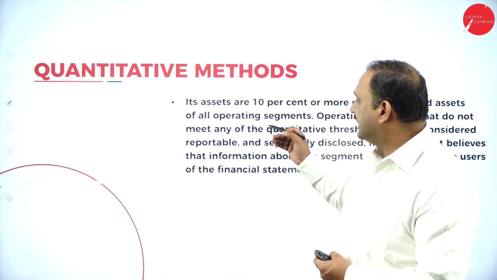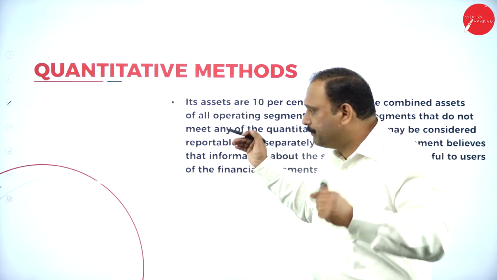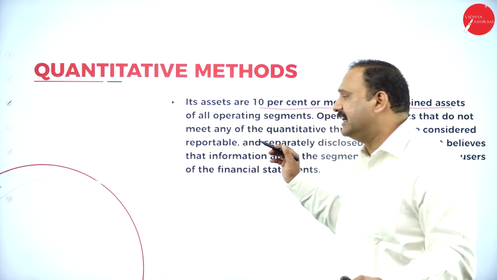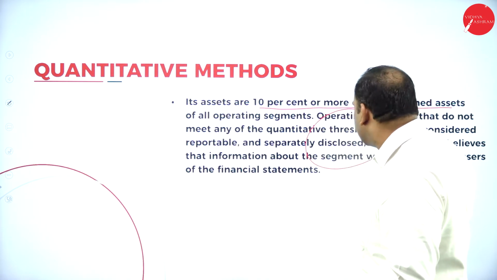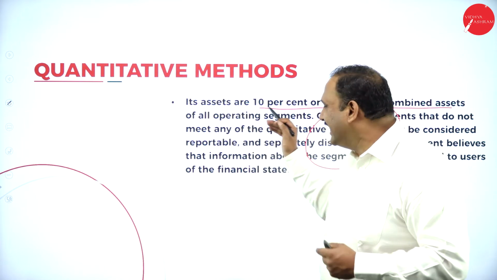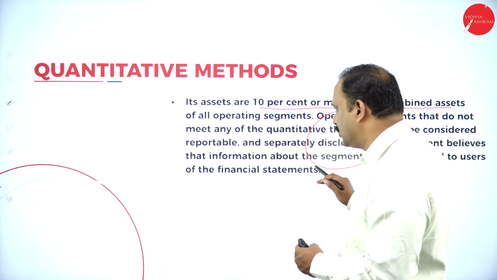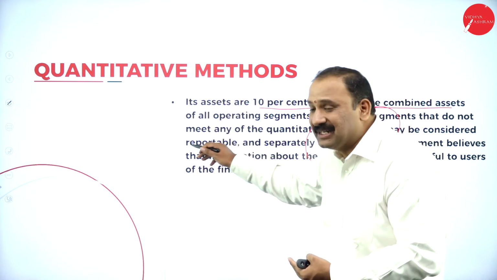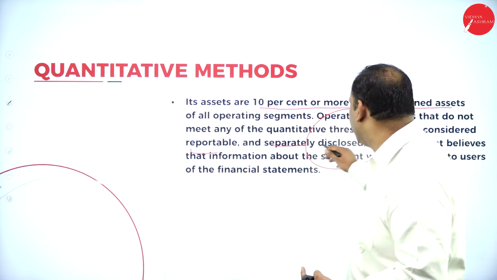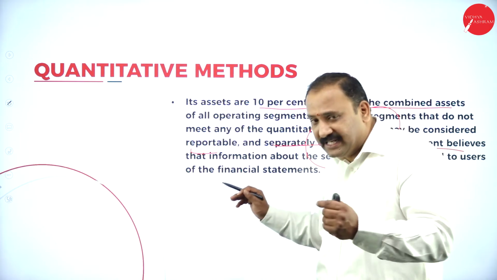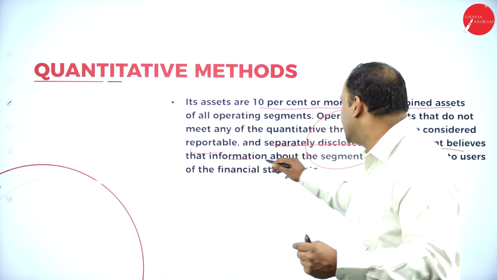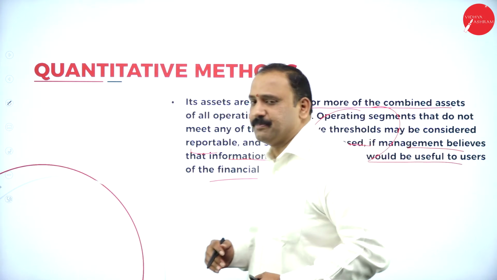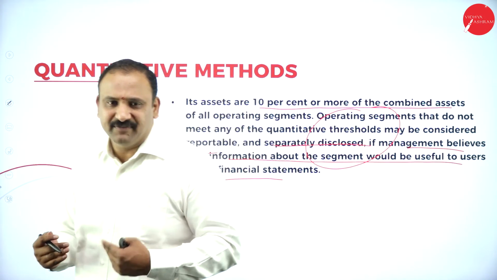Now the next one is that its assets are 10% or more than the combined assets of the operating segments. The operating segment that does not meet any other quantitative threshold, because this is very, very important for us, may be considered reportable and separately disclosed if the management believes that the information about that segment would be useful for the users of financial statements or the people who are going to invest in the company.